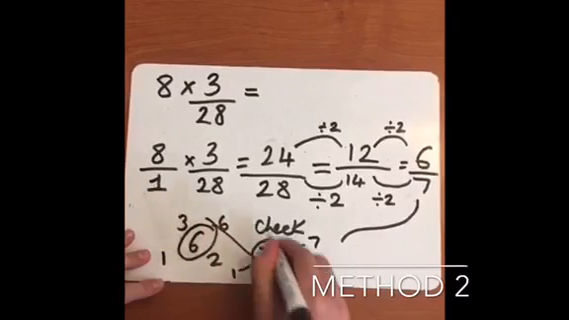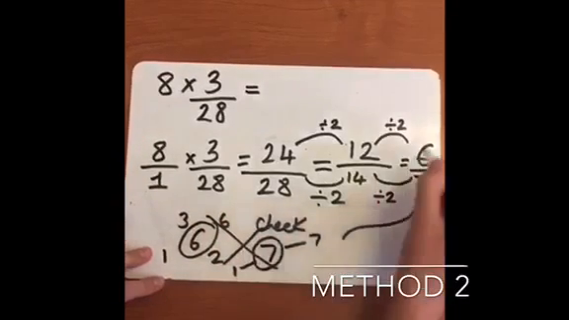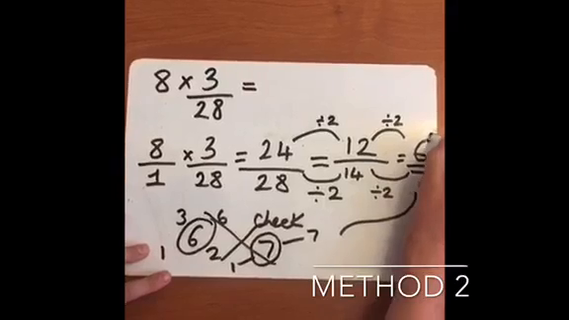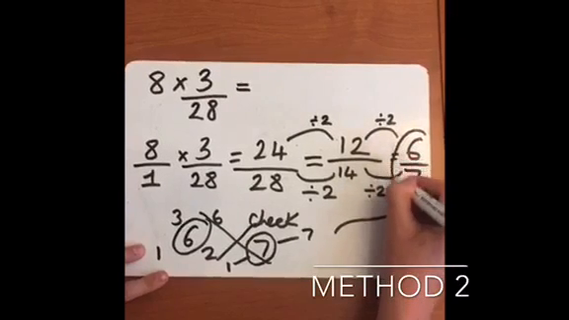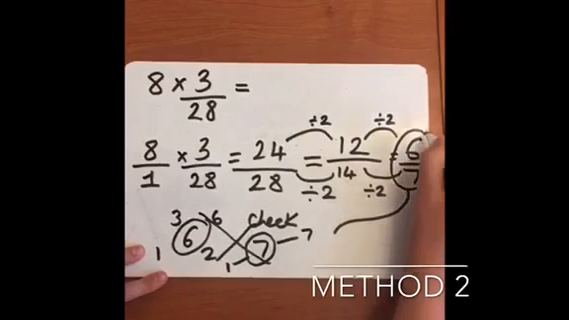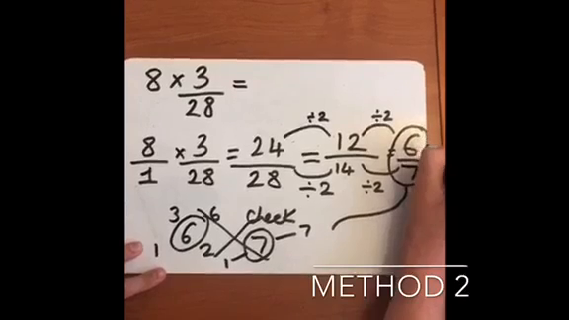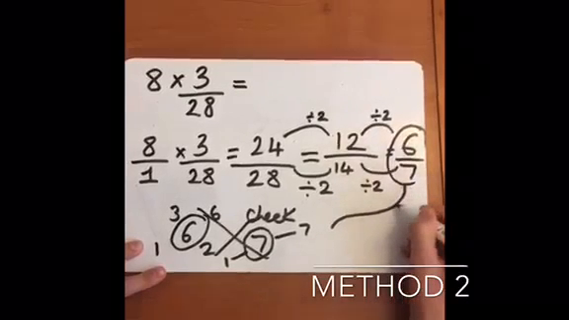Now the only common factor is 1, which means that our fraction cannot be simplified, because if we divide both the numerator and the denominator by 1, it will remain the same. So our answer is 6/7.